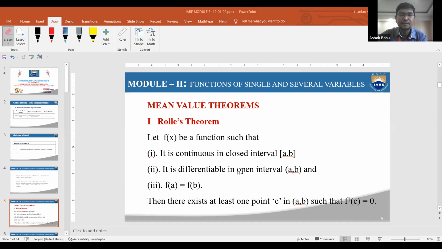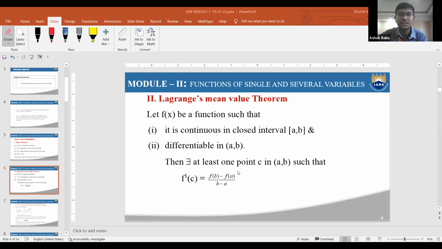Here, in the second method, Lagrange's theorem: let f of x be a function such that it is continuous in the closed interval a comma b, and also differentiable in the open interval a comma b. Then there exists at least one point c in a comma b such that f dash of c is equal to f of b minus f of a by b minus a. While observing the previous Rolle's theorem, observe properly the conditions; the first ones are almost the same.